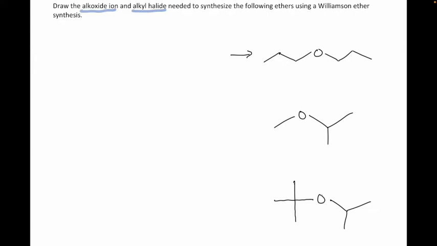All right, and let's just remember real quick, what do I mean by an alkoxide ion? Yeah, so it's like a deprotonated alcohol, right? So an alcohol where that H has been removed and replaced with an oxygen with a negative charge. Then of course an alkyl halide is going to be something with a halogen.